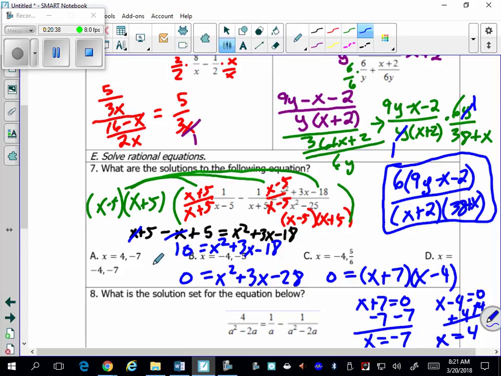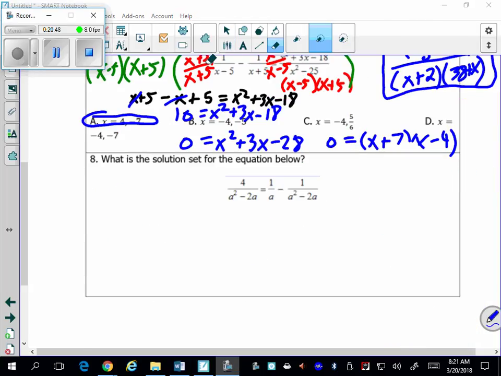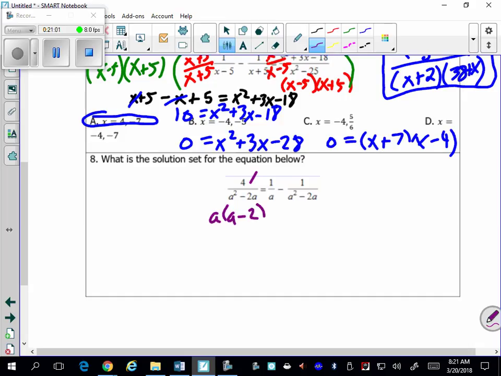Alright, moving on to the next problem. Okay, so we have the same thing. Let's factor. So factor that denominator first. So we have A times A minus 2 as the factor of the first denominator. The second denominator has no factor there. A is just a monomial, there's nothing to factor. And the last denominator, greatest common factor. Always think greatest common factor first before you try factoring any other way.